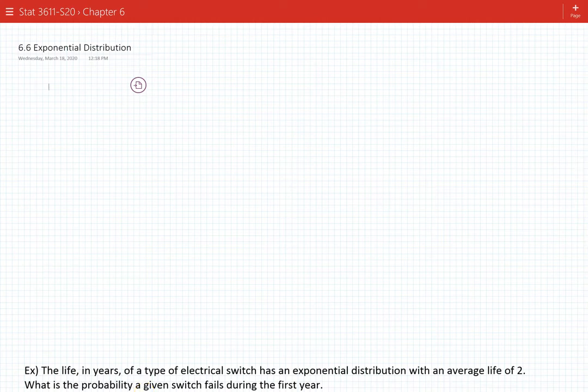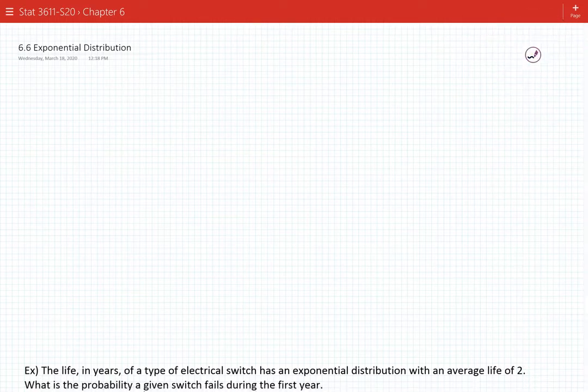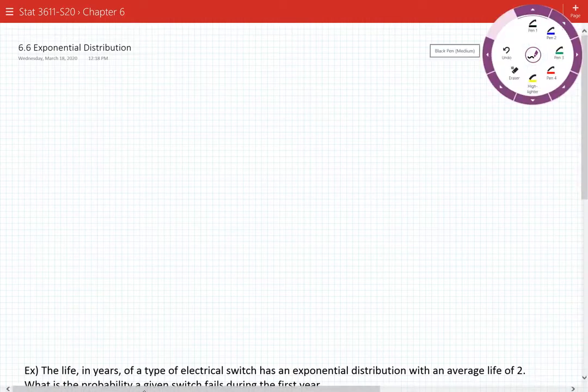In this video, we're going to talk about a new continuous distribution. So we are adding, from the continuous uniform distribution and the normal distribution, something called the exponential distribution. The exponential distribution is what it sounds like. It involves an exponential curve.